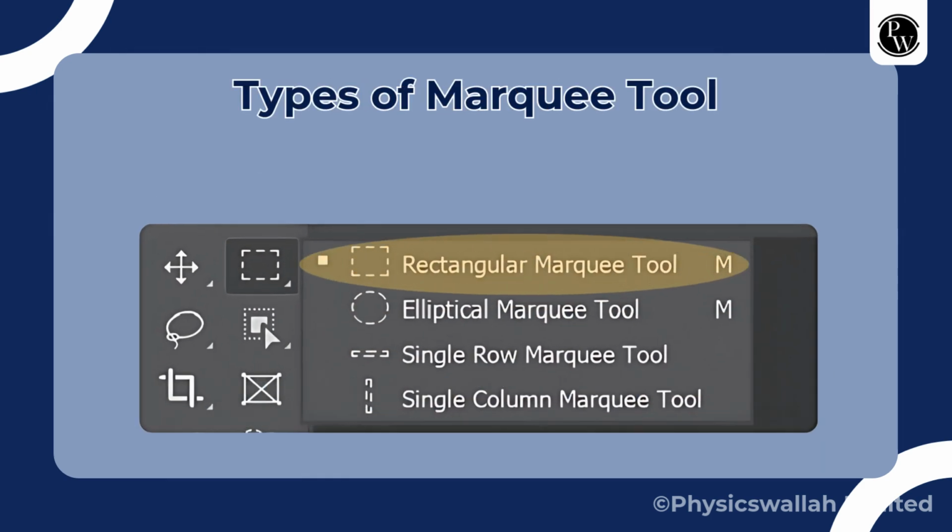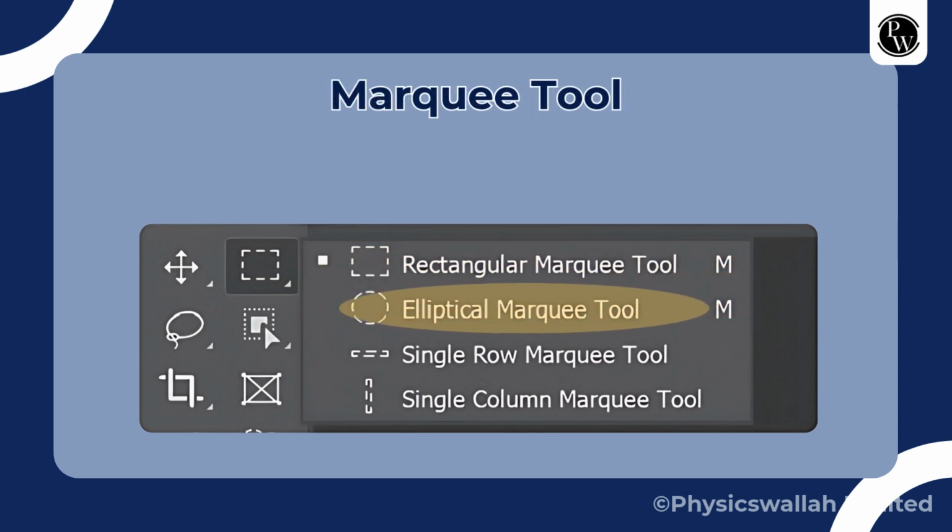Types of Marquee tool. Rectangular Marquee tool. Select square or rectangular areas. Elliptical Marquee tool. Selects circular or oval areas. Single row Marquee tool. Selects a single row of pixels. Single column Marquee tool. Selects a single vertical column of pixels.